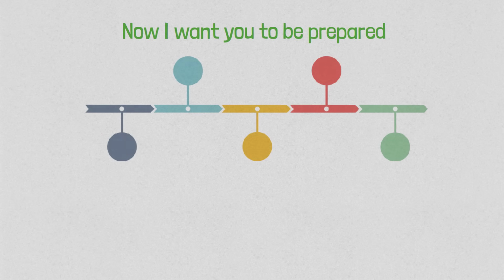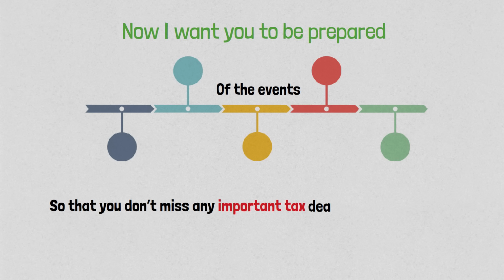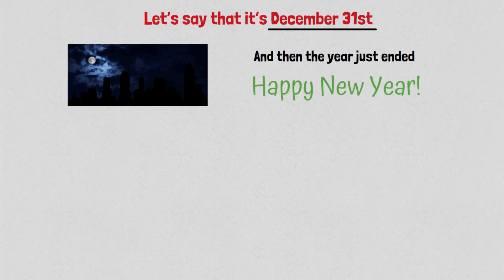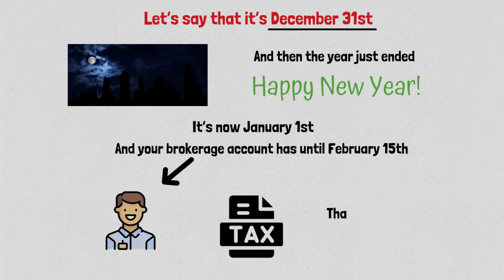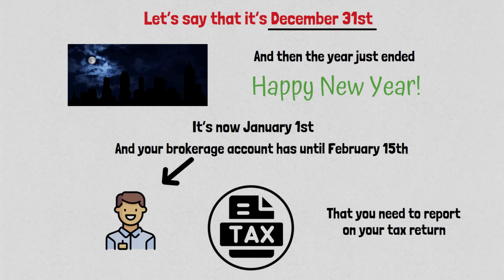Now, I want you to be prepared, so I want to give you a timeline of the events so that you don't miss any important tax deadlines or documents. So let's say that it's December 31st. It's the last day of the year, and then the day ends, and the year just ended. So Happy New Year. It's now January 1st, and your brokerage account has until February 15th to give you a tax document that you need to report on your tax return. This tax document is called the Consolidated 1099.